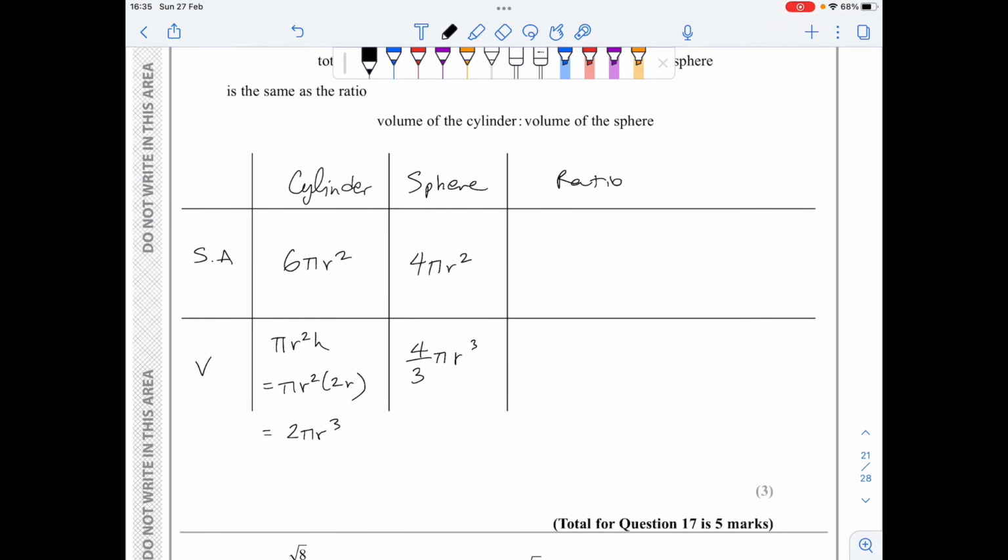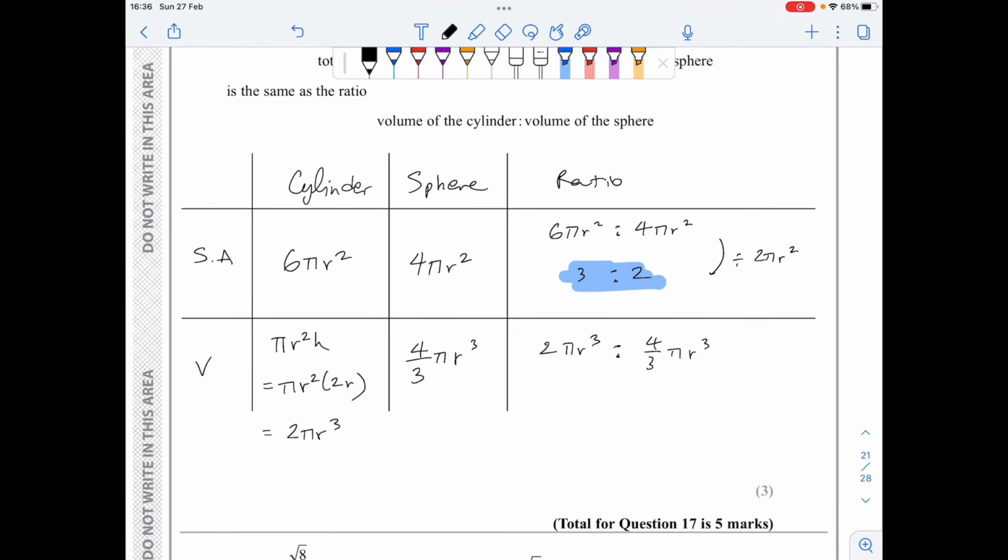Now, the ratio of the surface area of the cylinder to the sphere is 6 pi r squared to 4 pi r squared. I can divide by 2 pi r squared and get 3 over 2. Let's do the same for the volume. I've got 2 pi r cubed to 4/3 pi r cubed.